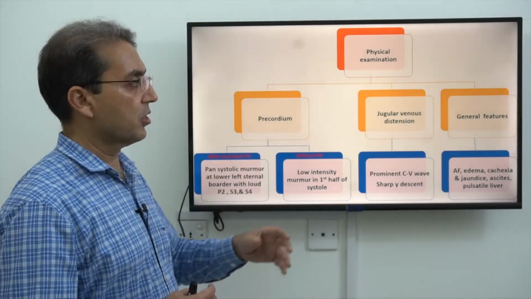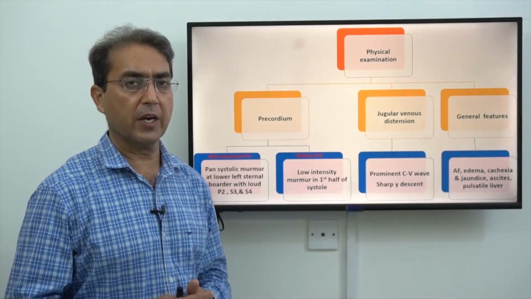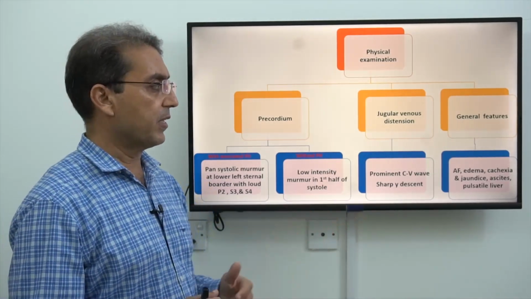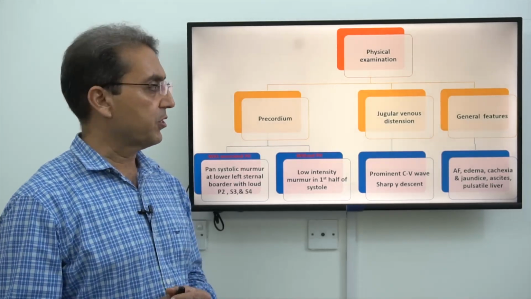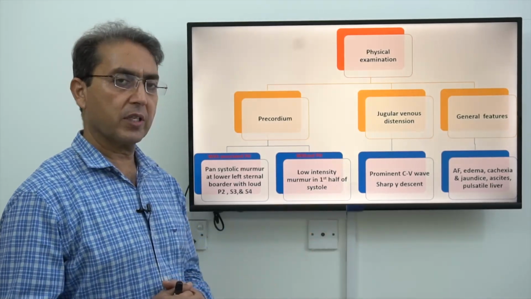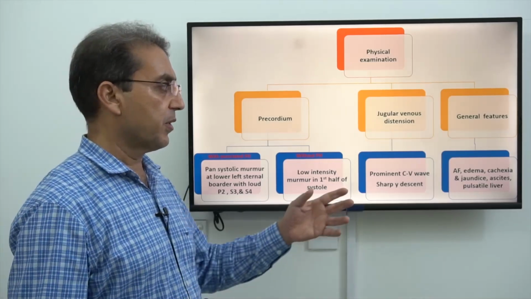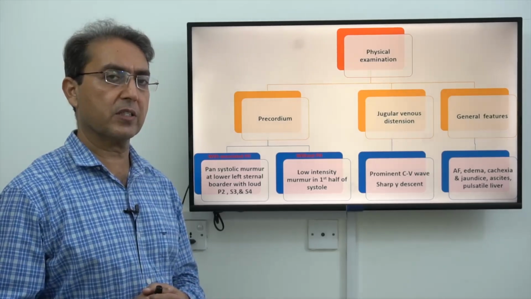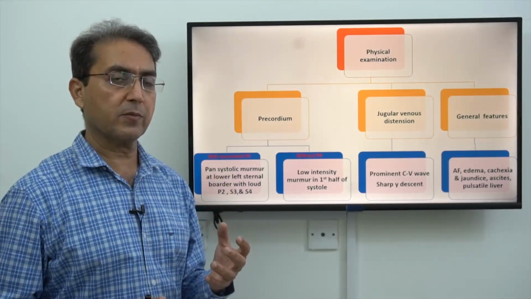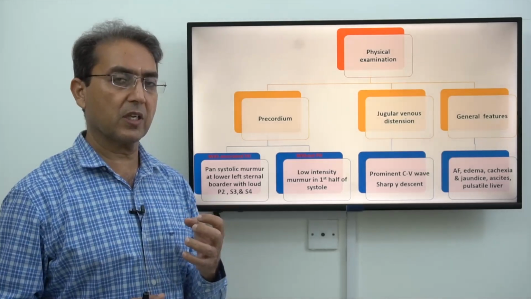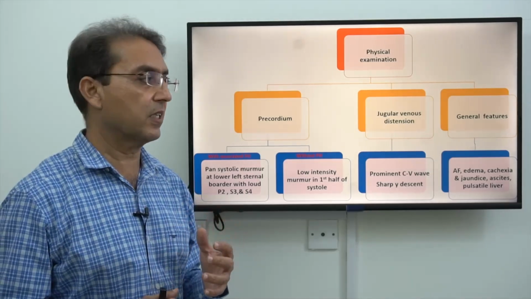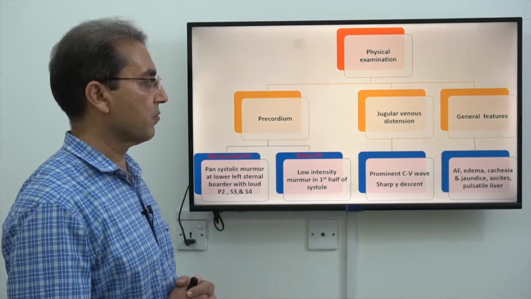Physical examination, the general features reveal the patient may have atrial fibrillation, that is, the pulse may be irregular. There may be dependent edema. Patient may have cachexia. There may be jaundice. There may be ascites. Patient may have pulsatile liver. Now the pulsatile liver in tricuspid regurgitation is seen in systole, as opposed to the pulsation in the liver which sometimes can be seen in tricuspid stenosis in diastole. So this is a systolic pulsation of the liver.